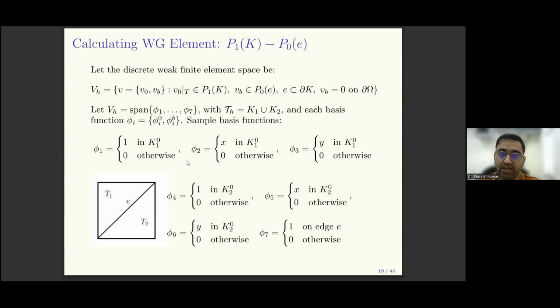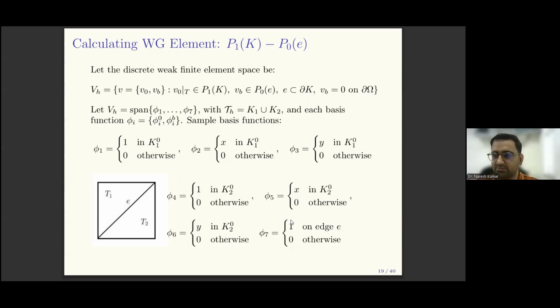So now we define phi 1. Phi 1 is 1 on the interior and 0 otherwise, phi 2 is x and phi 3 is y, and 0 otherwise, for the particular T1. Similarly for T2 we define phi 4, phi 5 and phi 6. For the edges, because we are taking a constant polynomial on the edges, we define 1 on the edge and 0 otherwise. So these are the basis functions we set.